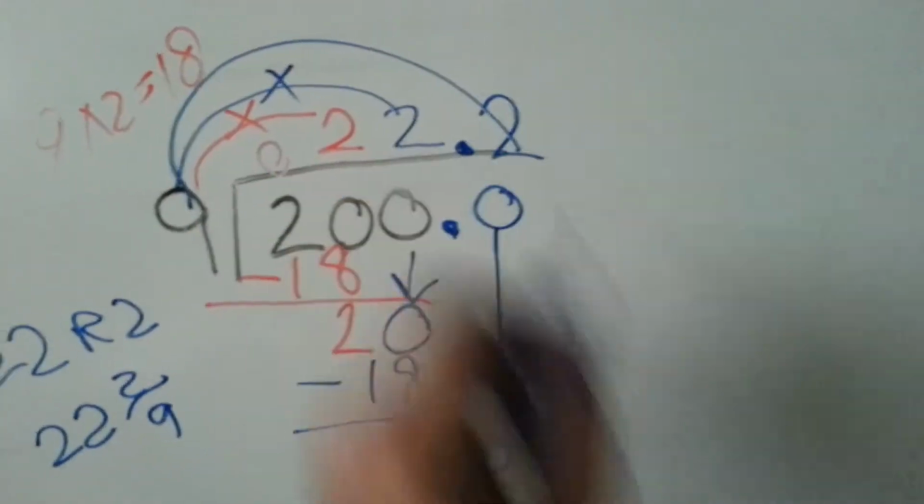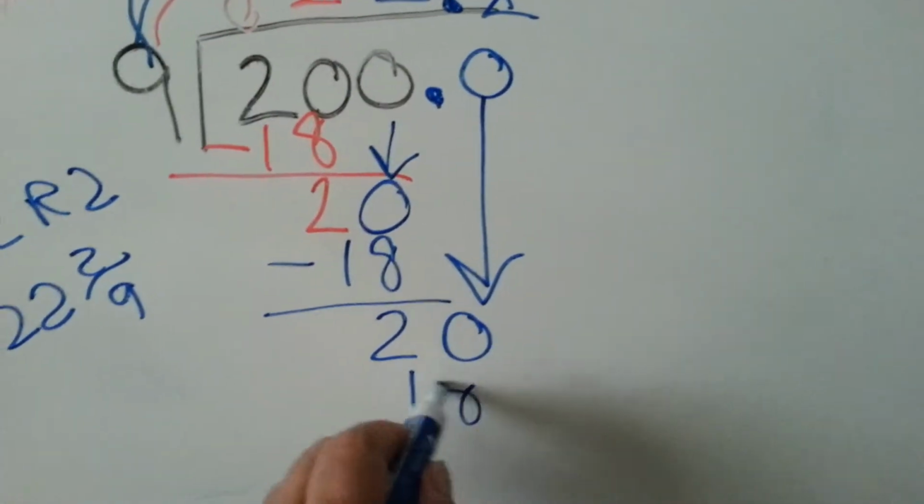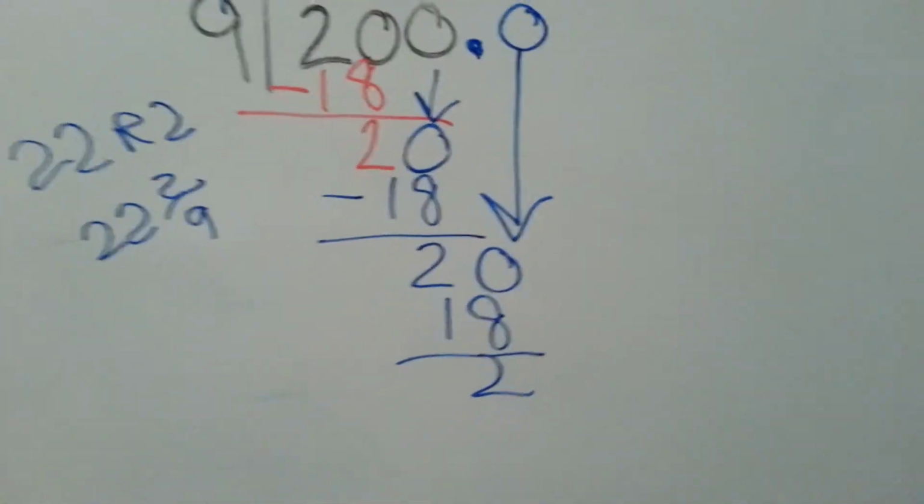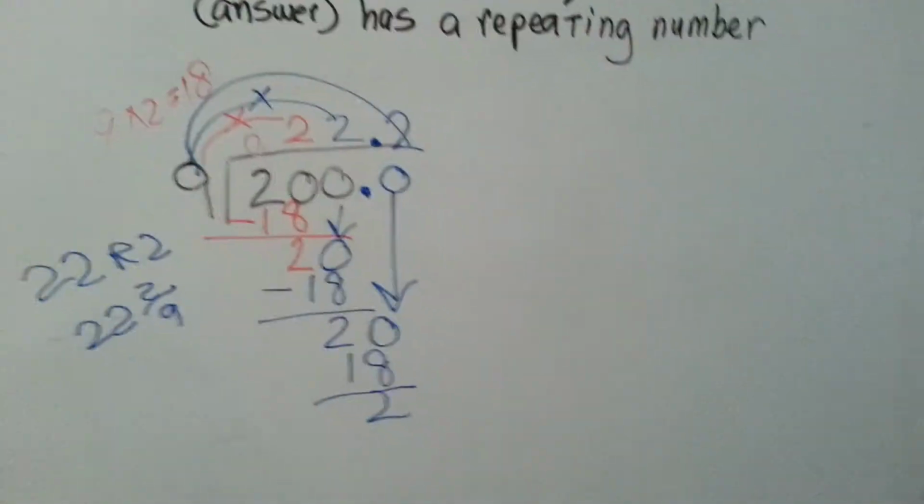And we do our multiplication again. 9 times 2 is 18. But look, we've got a remainder 2 again. Well, this could go on forever.